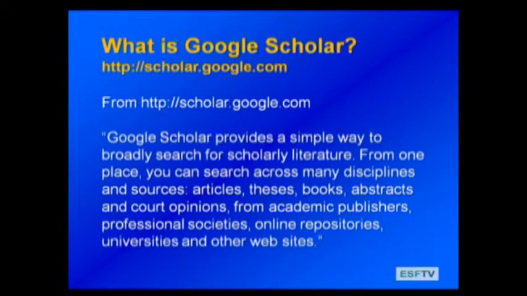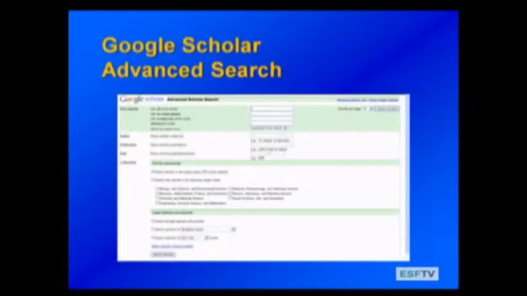This is a description of what Google Scholar is. Google Scholar provides a simple way to broadly search for scholarly literature. One of the great things about Google Scholar is they've taken the time to have this separate entity from just Google. This is Google Scholar, and so it will just search scholarly journals. So you know that when you're searching in this journal article database called Google Scholar, you're getting reputable resources back.